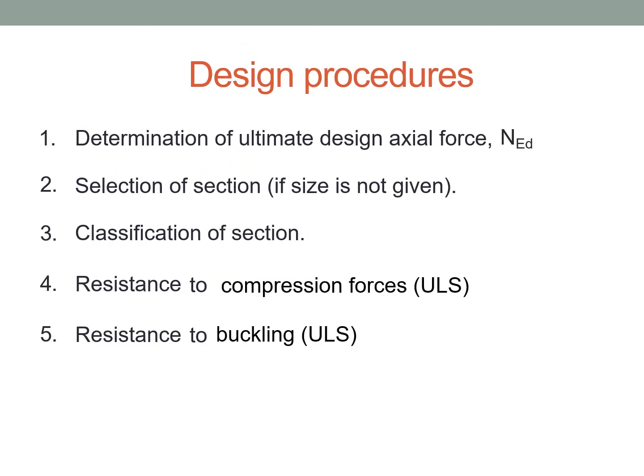Okay, so that's all of the design procedure. From previous classes, we have covered how to determine the ultimate design axial force for a column, then the selection of section and classification of section. Then you need to check resistance against compression and also resistance against buckling.